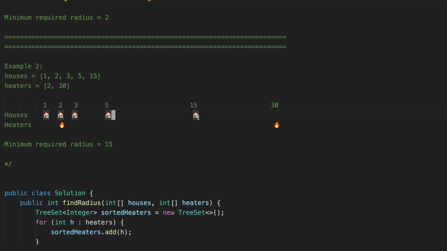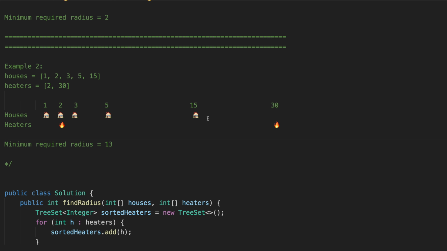But how about the house at position 15? There are 2 options, either 30 or 2. The radius to 30 is 15, but the radius to position 2 is 15 minus 2, which is 13. So that's why the result here we are returning is 13.